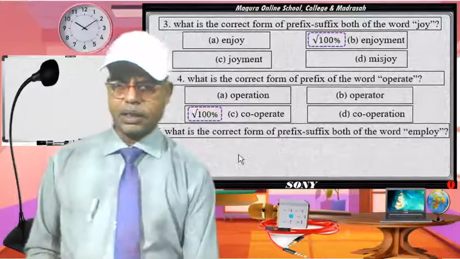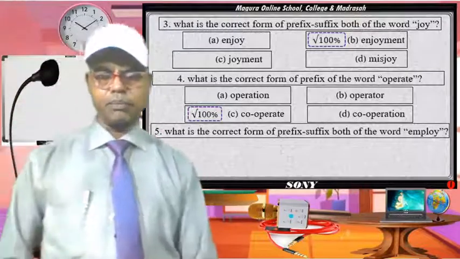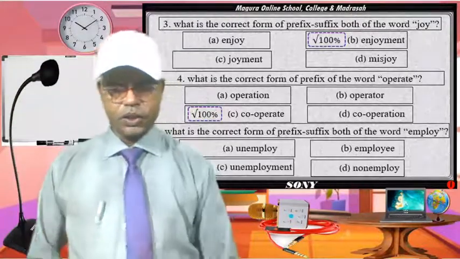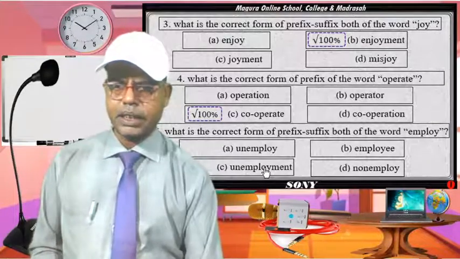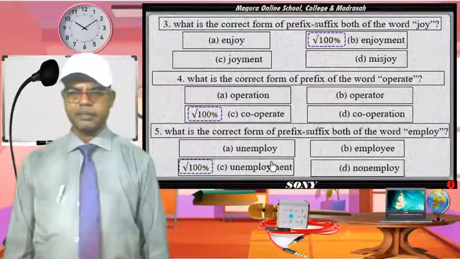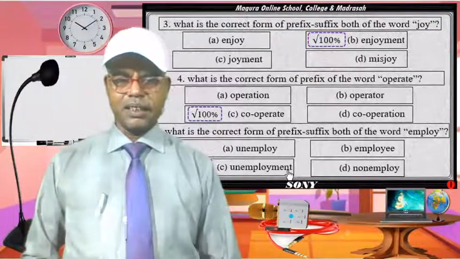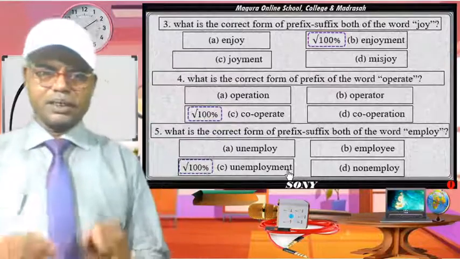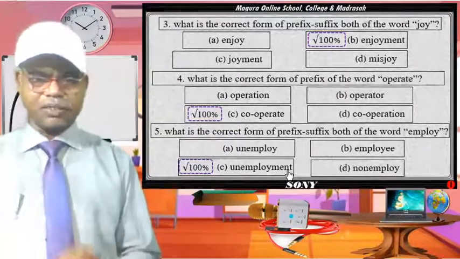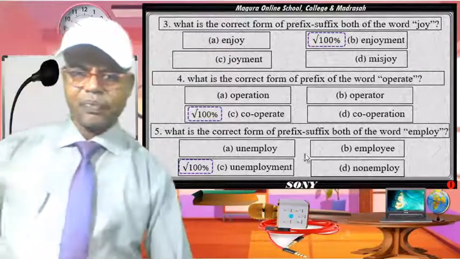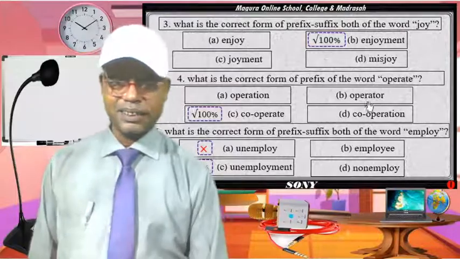Last one. What is the correct form of both prefix and suffix of the word employee? So, what is the correct answer? Yes, unemployment. Can I check? Correct. Fine, thank you very much. But there is one thing that you have to remember, in this section, if you make a mistake, it will say sorry, try again. Fine. Okay.